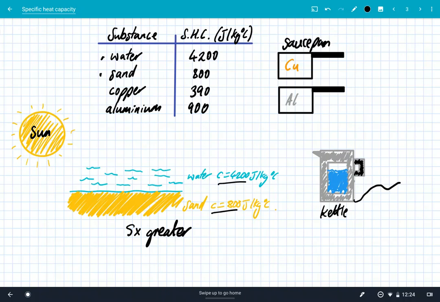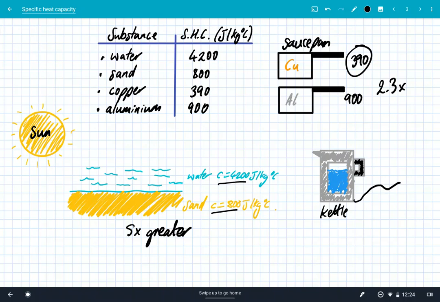Now let's have a look at saucepans. In your home, you've got saucepans and they're generally made of stainless steel. But if we were to decide between copper and aluminium, which one would be best? We could look at the specific heat capacity as one of the factors that we might want to consider. Copper has a specific heat capacity of 390 joules per kilogram per degree Celsius, whereas aluminium takes 900 joules per kilogram per degree Celsius. So aluminium takes about 2.3 times as much energy to heat up by 1 degree Celsius for the same mass. And that's not what we want. So we would choose the copper. The copper has a lower specific heat capacity, so it will heat up quicker.